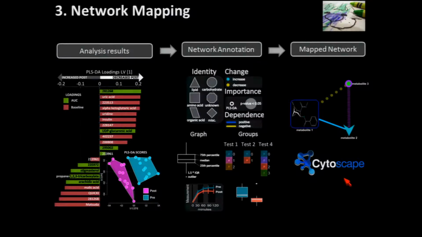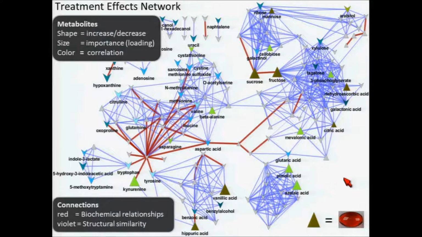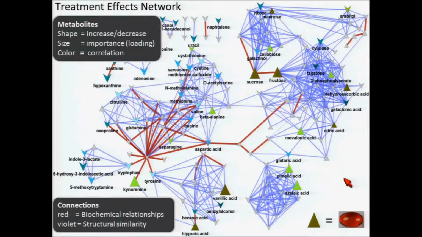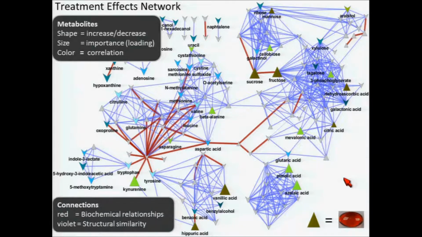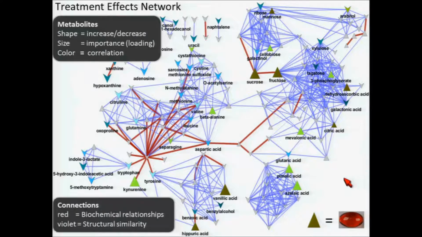So now I'm going to take a moment to show you these techniques in action. Here is a network representation of a treatment effects network. In this network, the question was, can we identify urine biomarkers of cytochrome P450 activity? Essentially, we measured the metabolites before administration of our drug and after using GC-TOF, and we wanted to know what changed. Are there any biomarkers of this activity?